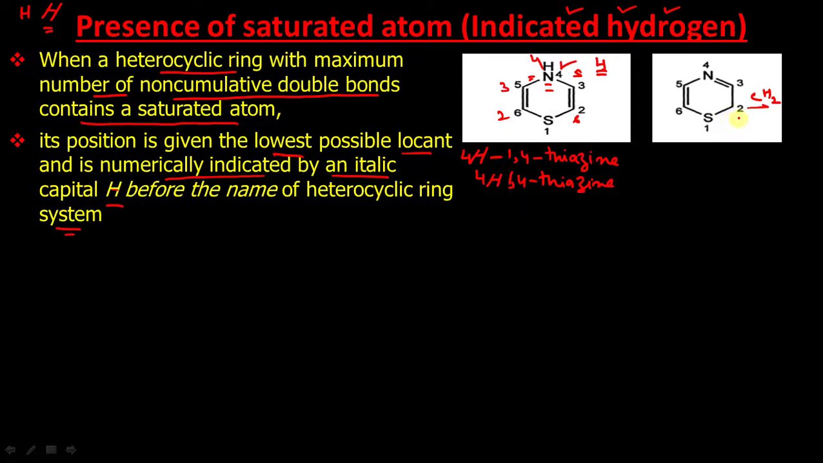Now let us see what about this. Now the numbering can be started from S: 1, 2, 3, 4, 5, 6. Another possibility is 1, 2, 3, 4, 5, 6. Now this second rule is applicable here. The position of saturated center should have the lowest possible locant. If we do the numbering by these red colored numbers 1, 2, 3, 4, 5, 6, then the saturated center will have a position at 6. And nitrogen, in both the cases, nitrogen should have 4.